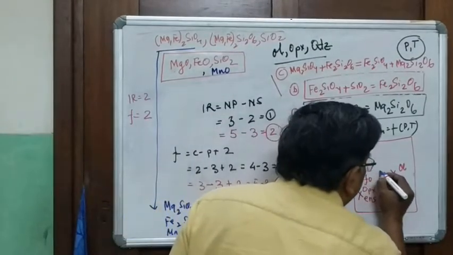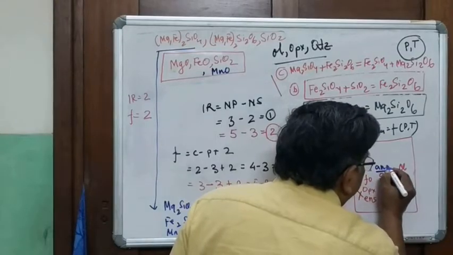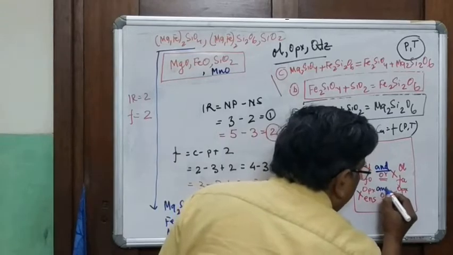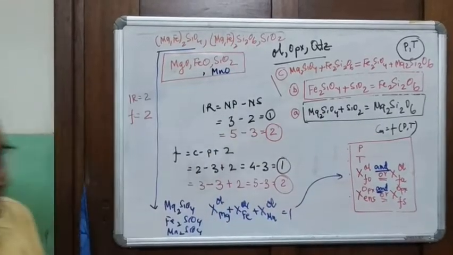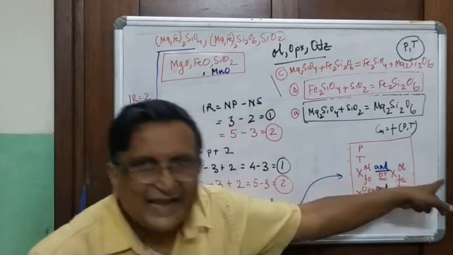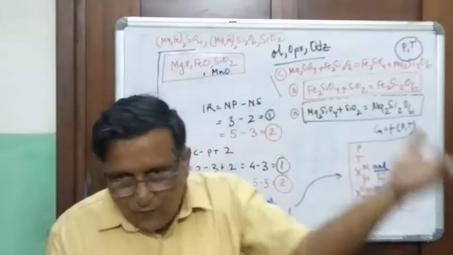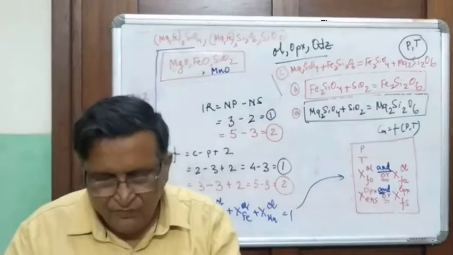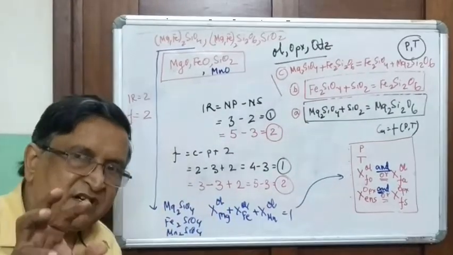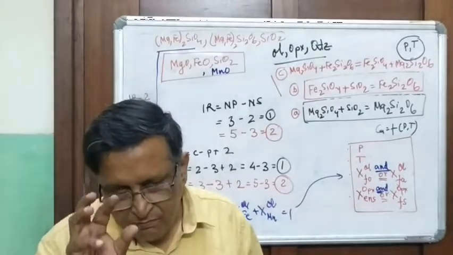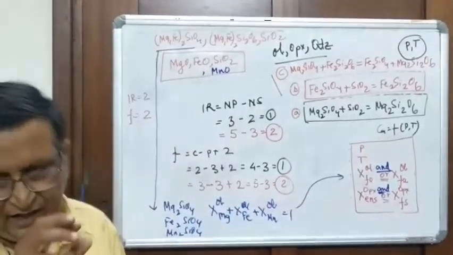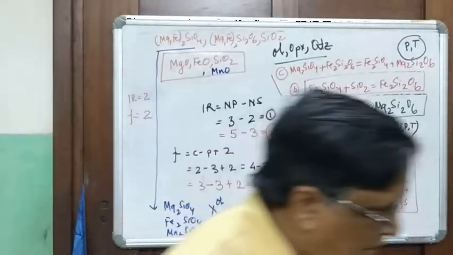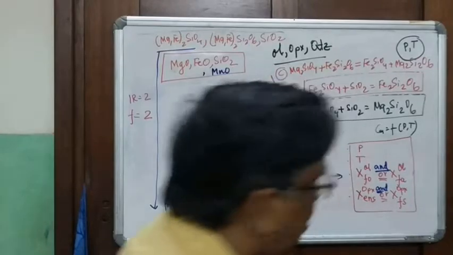So here then, this will be changed to AND. This will be changed to AND. Because the other one, XMn, is automatically 1 minus the others. So that is how critically you have to look at mineral assemblages. Mineral assemblages you have to look at very carefully. That is the most important thing.